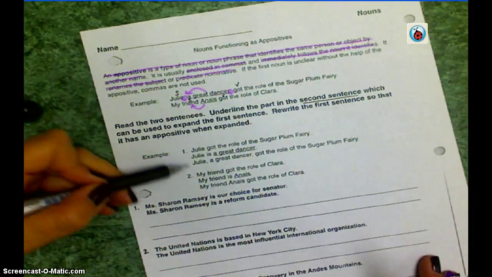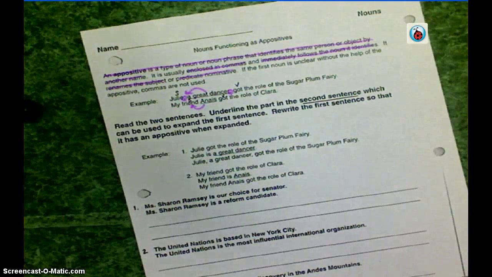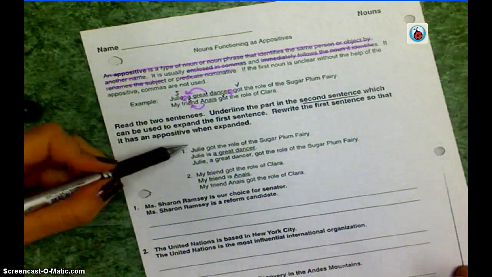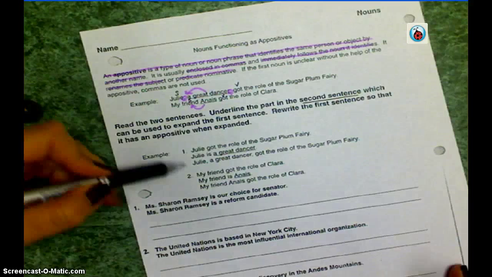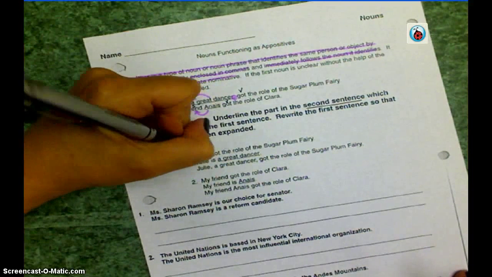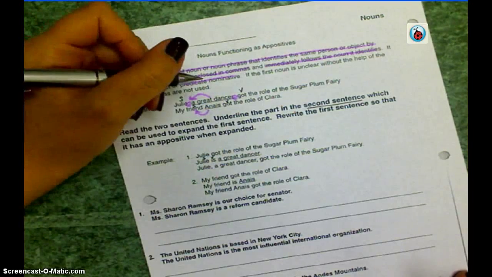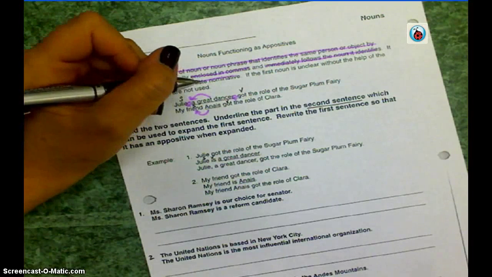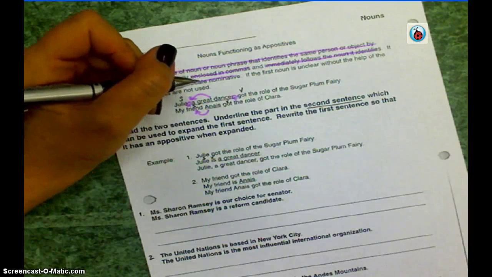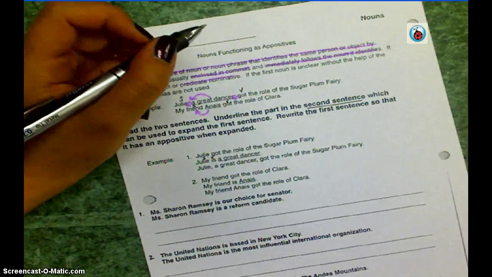So here you'll see Julie got the role of Sugar Plum Fairy. Julie is a great dancer. A great dancer is underlined. It's our appositive phrase, or it's going to be our appositive phrase. In this sentence, what is it? Do we know? Who or what did it? Julie. What did she do? She is. Is what? A great dancer. It's going to be a direct object, or it's going to be a predicate nominative. Which one is it? How do I know? I know you already know this. You know this because I've taught it to you.